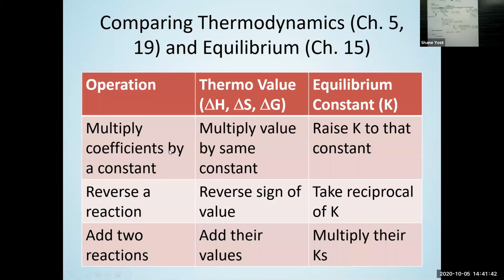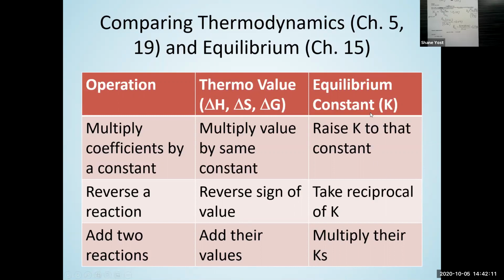All right, so in chapter 5 in Gen Chem 1, for those who remember it, we talked about how you can manipulate a chemical reaction, and that manipulates the enthalpy change for that reaction. If you multiply a reaction by a coefficient, you multiply the enthalpy by that same number. Flip a reaction, you flip the sign of the enthalpy. Add two reactions, you add the two enthalpies. For those who remember that.